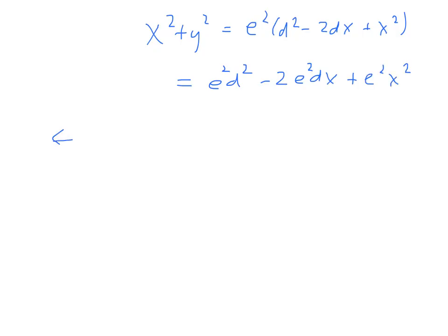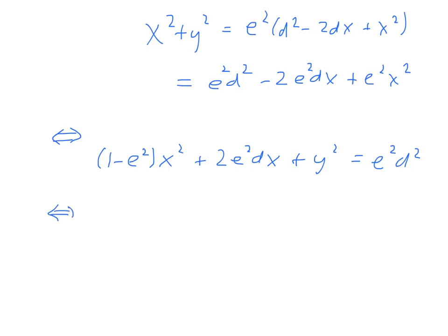And now we'll see this equation is equivalent, so we'll bring stuff all onto one side. So we have the x and y terms all on one side, and then the constant term by itself. So we get 1 minus e squared times x squared plus 2e squared dx plus y squared is equal to e squared d squared. And now we divide through by 1 minus e squared to get the following.